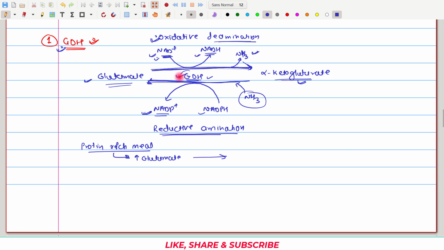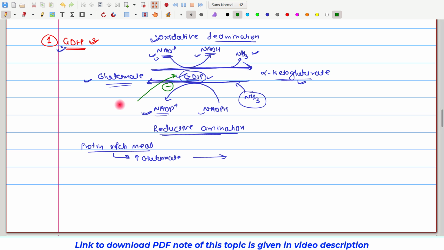Now, glutamate dehydrogenase is also under regulation. It is allosterically inhibited by GTP, that is guanosine triphosphate, whereas it is allosterically stimulated by adenosine diphosphate. This is how the regulation of glutamate dehydrogenase goes on. So, glutamate dehydrogenase is the major mechanism by which deamination occurs.